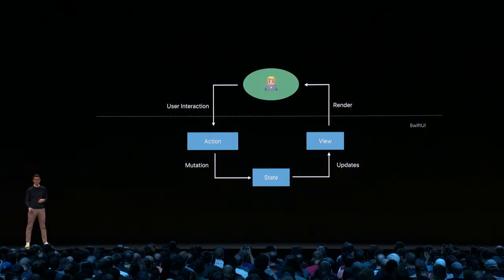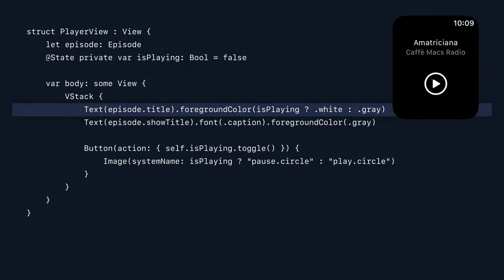And now that we understand state, I want to go back to the app we were building and make some improvements. So the first thing I want to change is that whenever the user taps on pause, the episode title should change to gray. And we already know how to do that. We can just use our isPlaying state and choose the right text color.